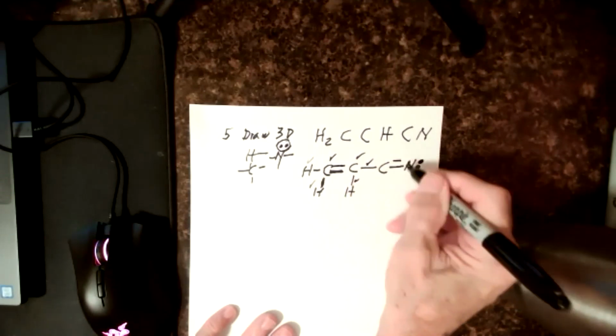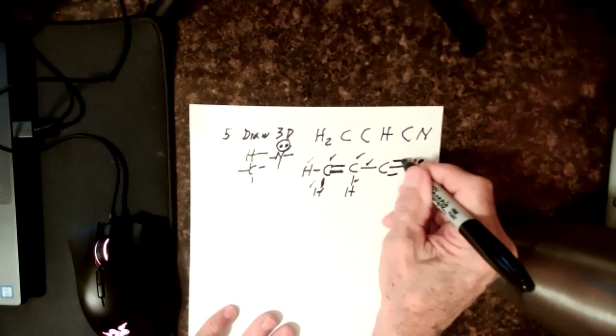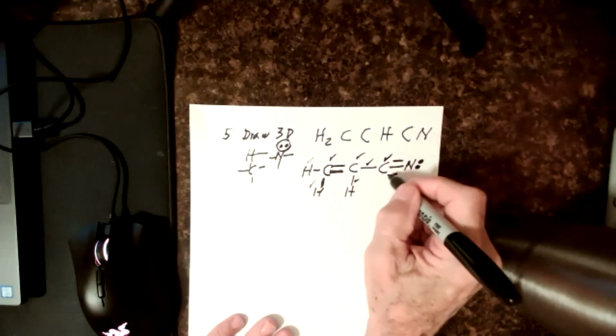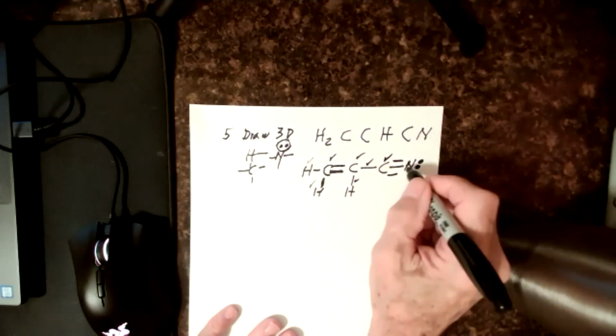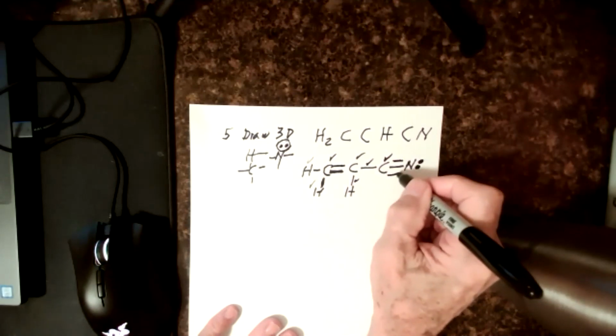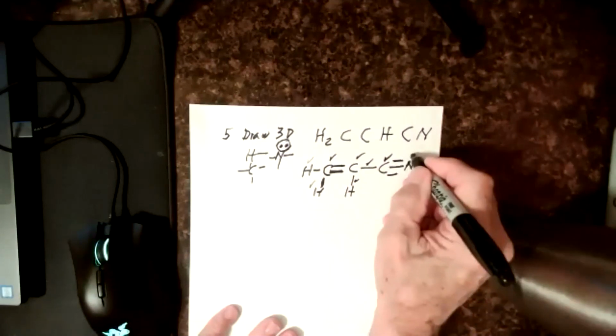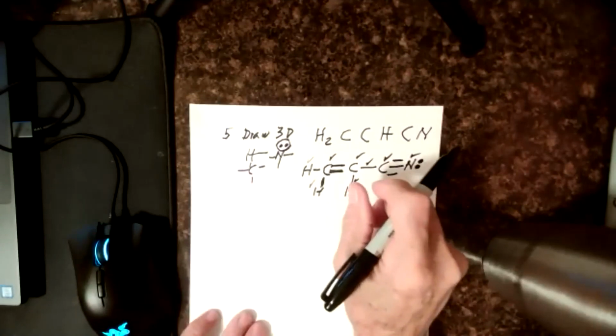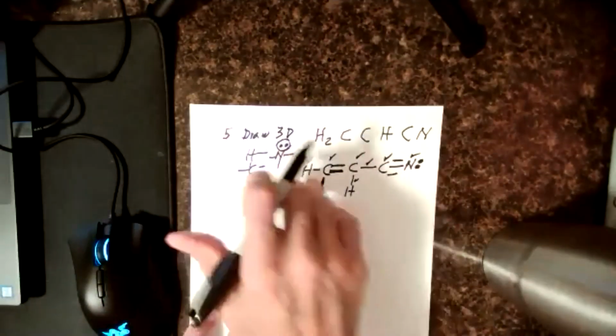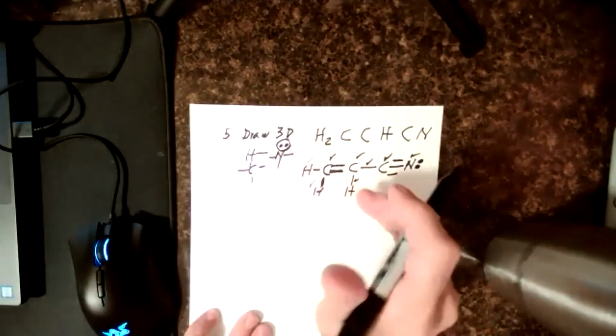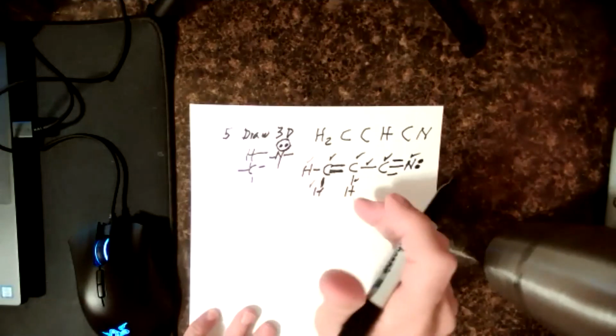The other 2 bonds then have to go to the nitrogen. Now that fixes that carbon. 1, 2, 3, 4 bonds on that carbon. But look, it also fixed nitrogen. 1, 2, 3 bonds and a lone pair. Nitrogen's good. That's the structure that all of these questions relating to this molecule would relate to.